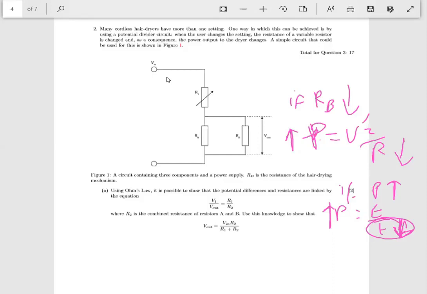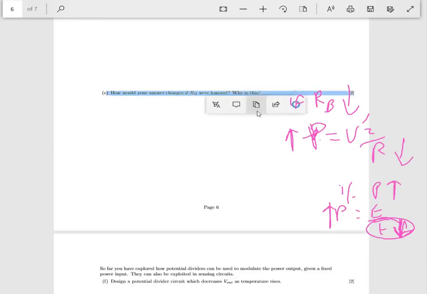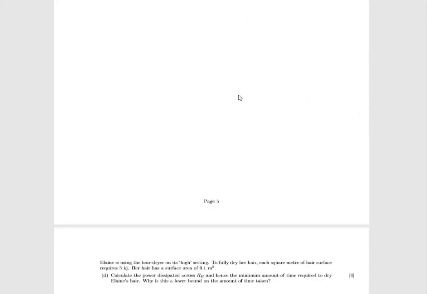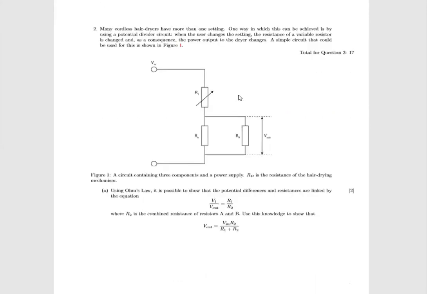Oh. Wait, what's the question again? What answer? How would your answer change if RB is lower? Why is this? Wait, what answer?